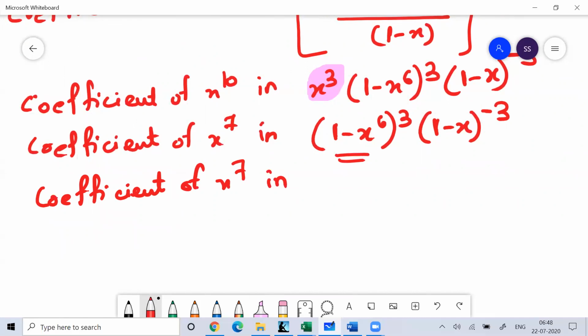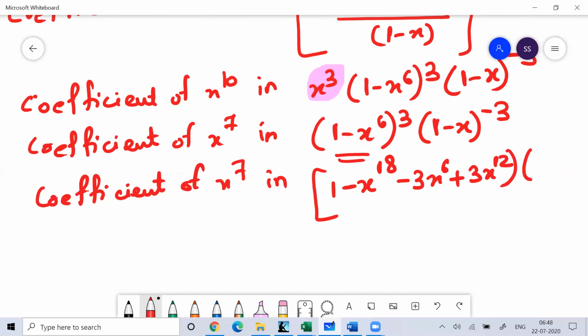What is (1 minus x to the power 6) whole cube? That would be a cube minus b cube minus 3a square b plus 3ab square, the expansion of (a minus b) cubed. So this way, and then (1 minus x) to the power minus 3.